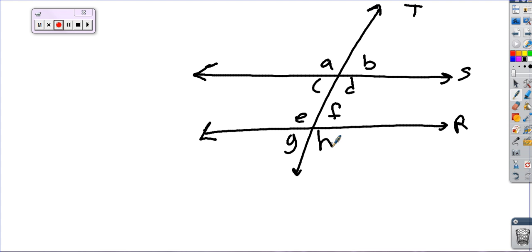Okay, what are the two alternate exterior? A and H and B and G. Perfect, you got it, Nathan, you got it. Any questions? So you just need to memorize the rules. It's the biggest thing on this. All right, so memorize those rules.